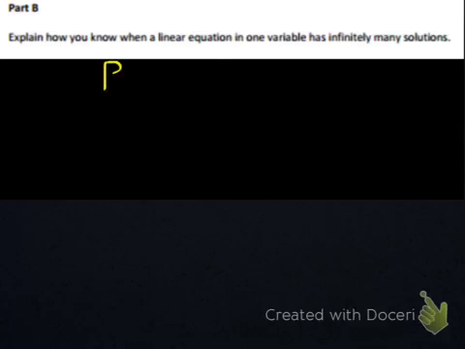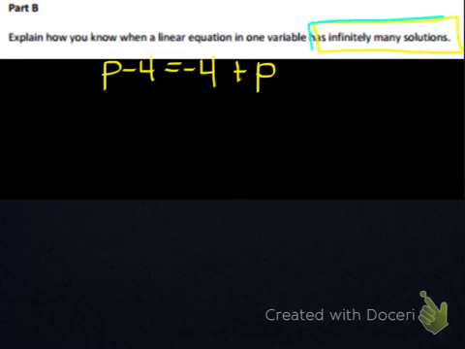P minus 4 equals negative 9 plus P. So say we had that, but instead, I'm going to put that this is a negative 4. So the way that we know when we have infinitely many solutions, and you would need to be able to think of this off the top of your head, is when we're solving for P, we end up canceling out both P's, and we're left with just numbers.